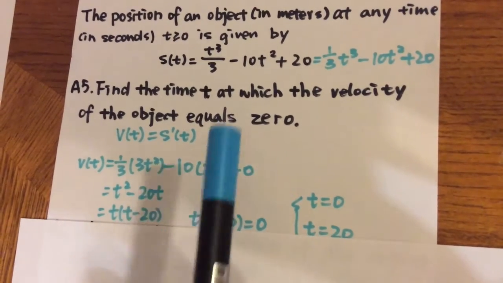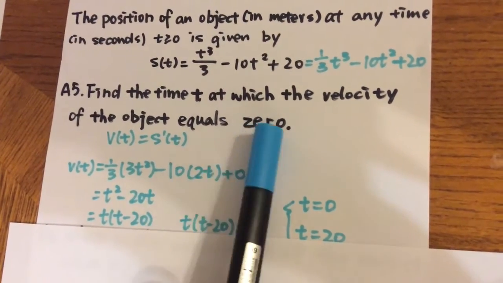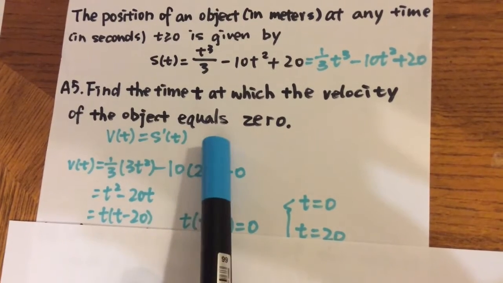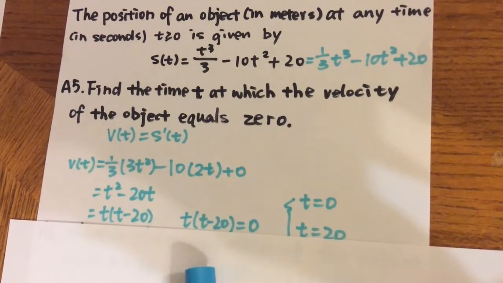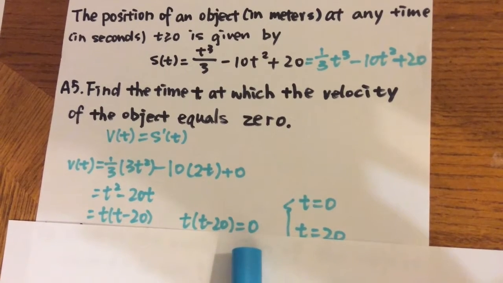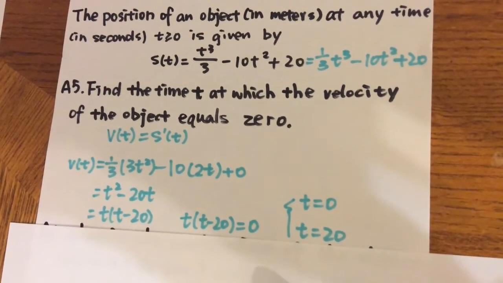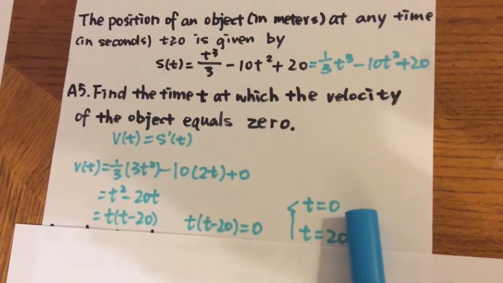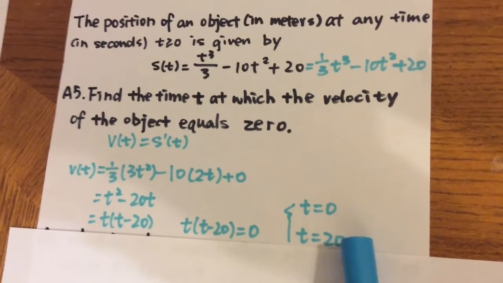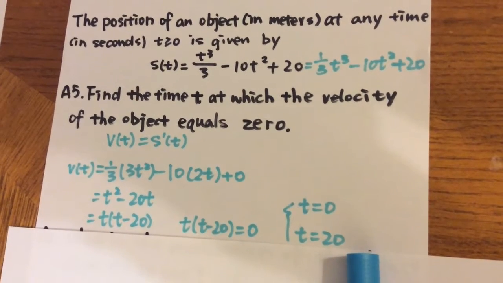From here we can see the question asks for the velocity of the object to equal 0. So we set this equation equal to 0. Finally, we got two answers to this equation. The first one is t equals 0, and the second one is t equals 20.